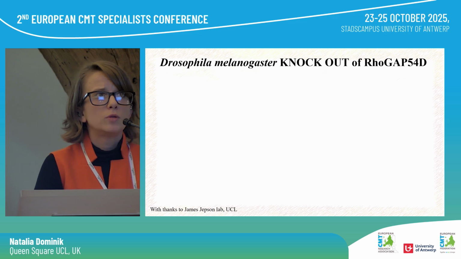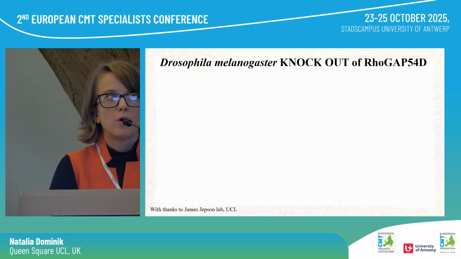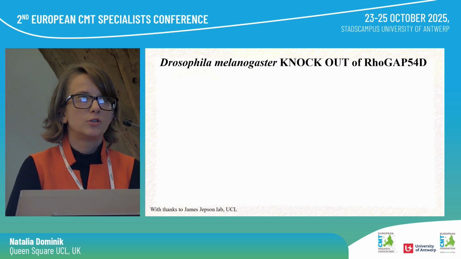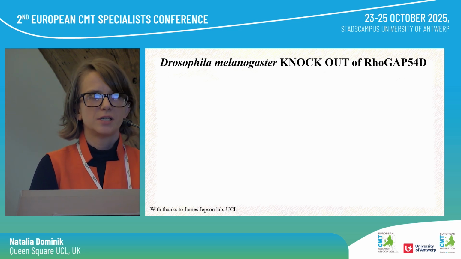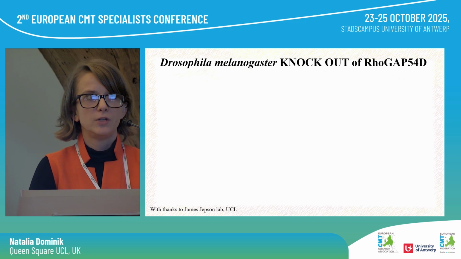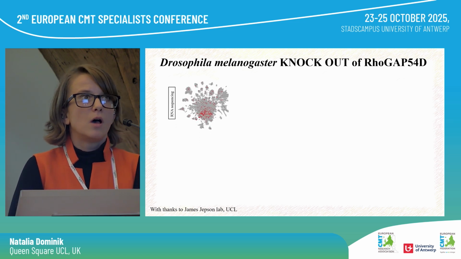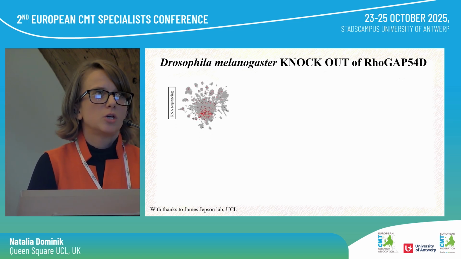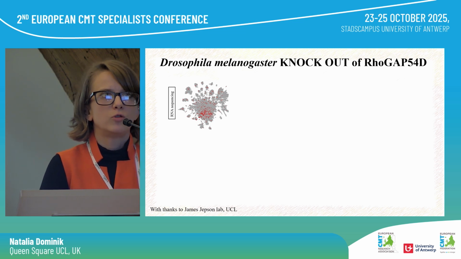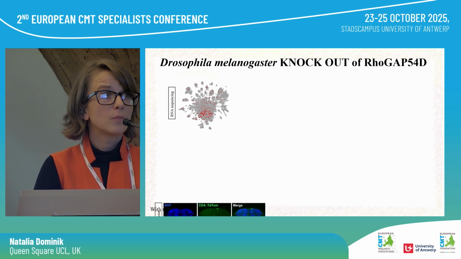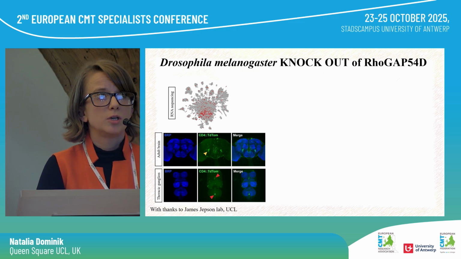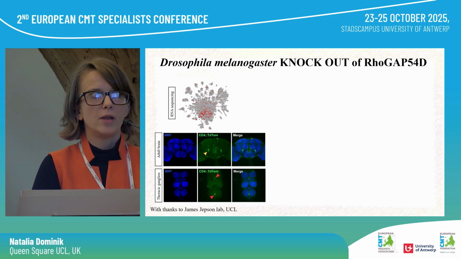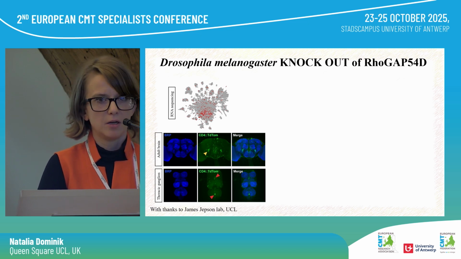Now, we went to model the loss of function with 2 animal models, starting with Drosophila melanogaster, a CRISPR-Cas9 global knockout of the gene ortholog RhoGAP54D. From the available data sets, we saw sparse expression of RhoGAP54D in the fly. And from our own staining, we saw the protein expression in subperineural and perineural glia in the adult fly brain and in some cells of the thoracic ganglion.